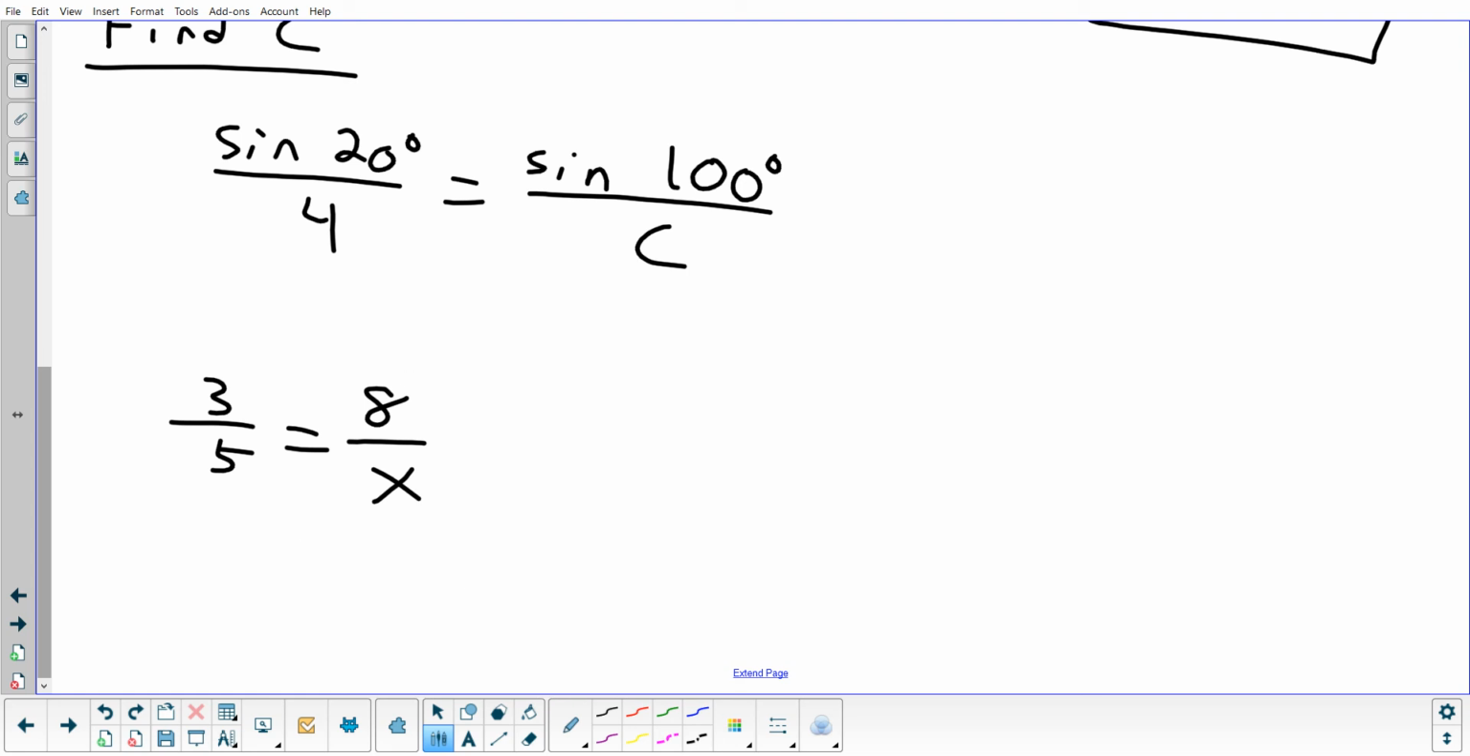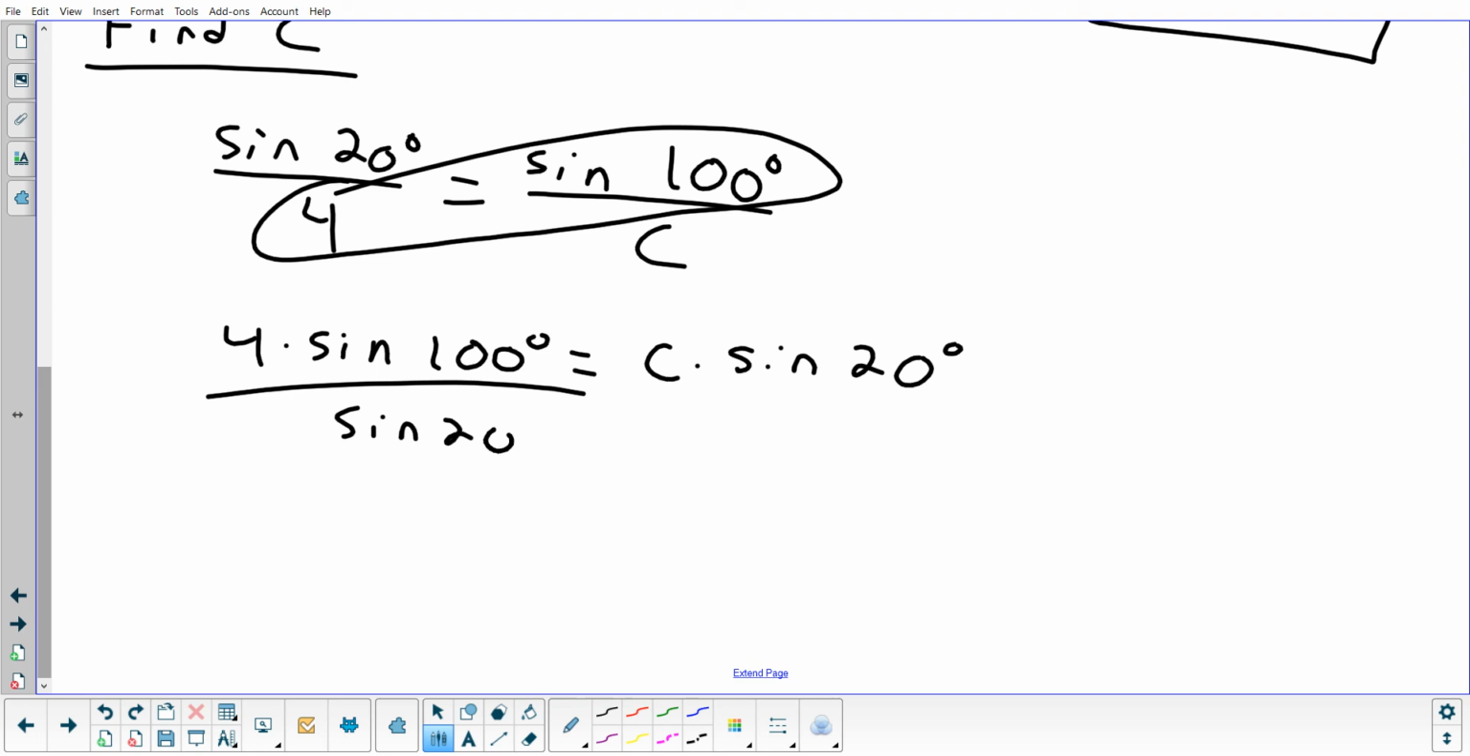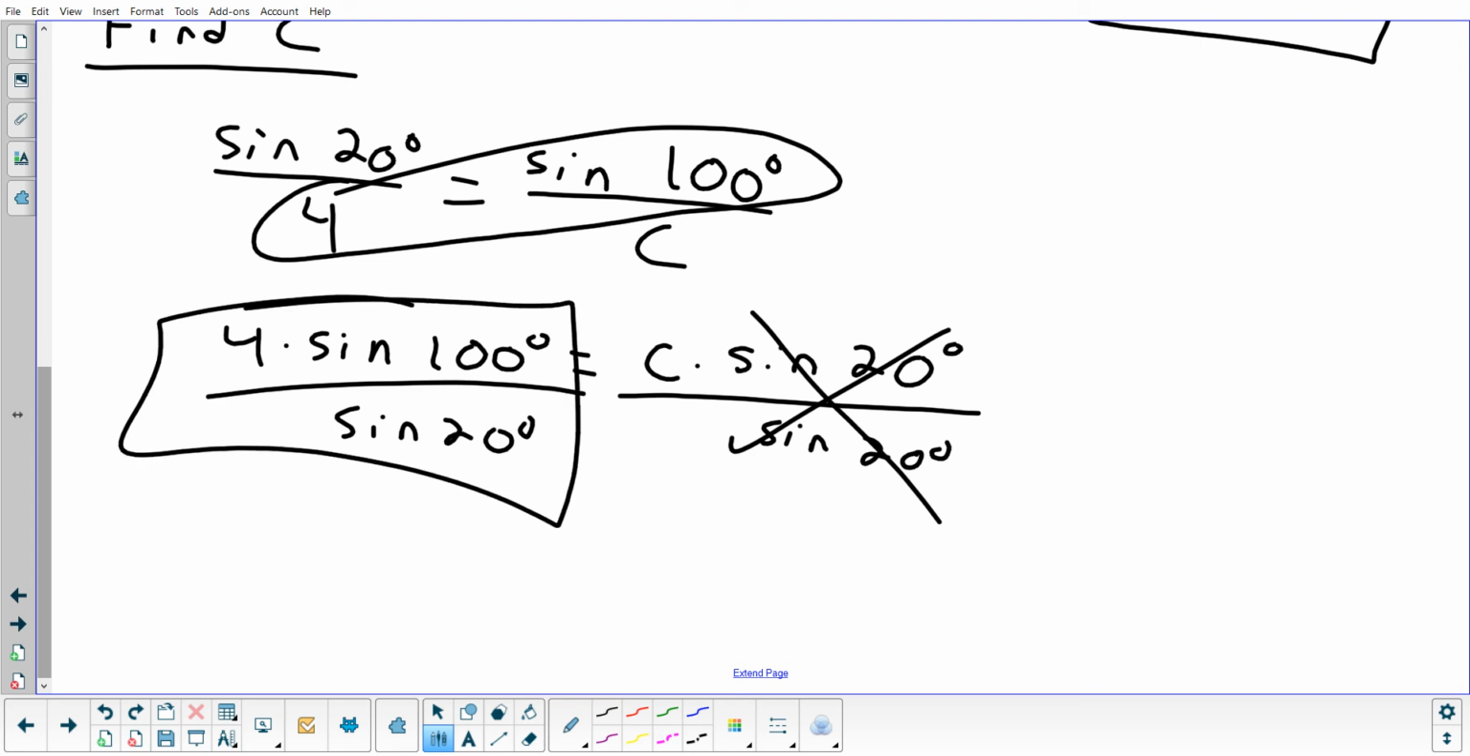So in this case, let's get rid of that. 4 times 100 equals C sine 20. And now the last step is to get C by itself. So Abigail, how would we get C by itself there? So divide by sine 20. Divide by the sine of 20. That's gone. And there's your answer.